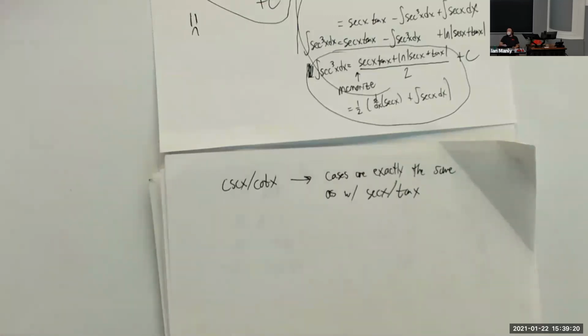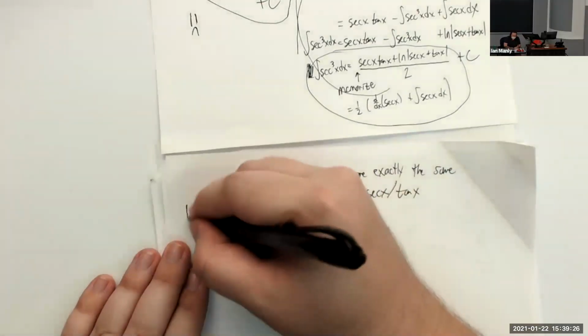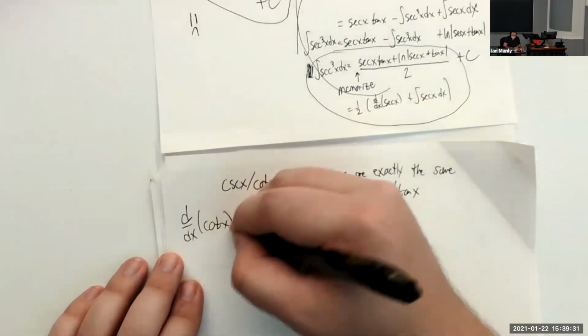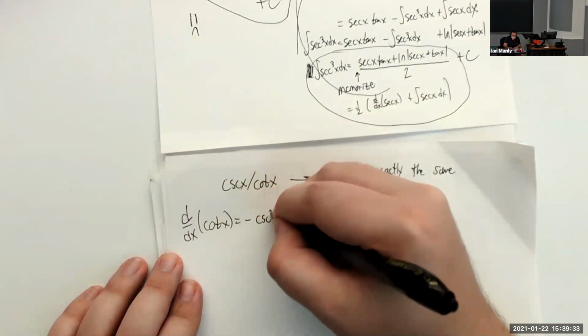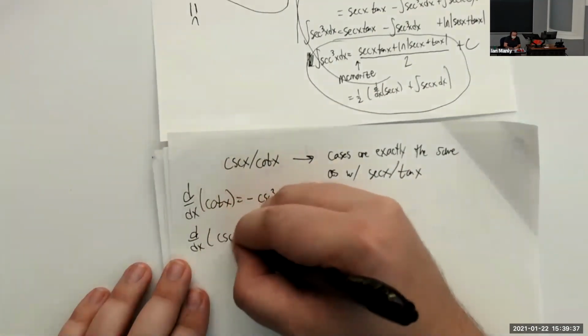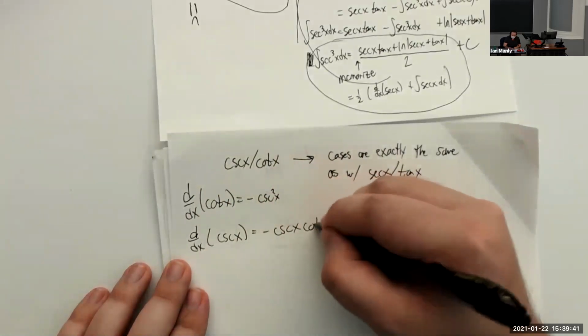That's the one thing that will be different. Someone in the audience asked, will there be negatives with this? And the answer is yes, because remember, the derivatives of these have negatives in them. The derivative of cotangent is negative cosecant squared, and the derivative of cosecant of x is negative cosecant cotangent.